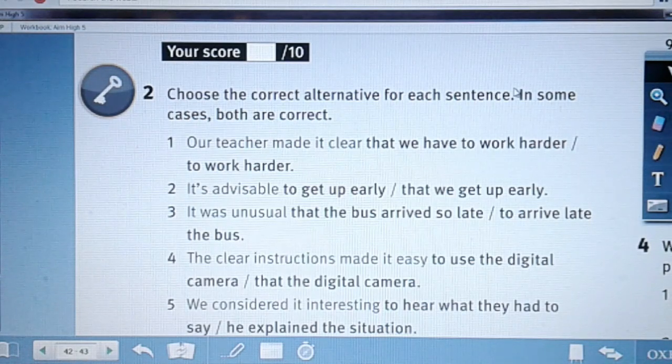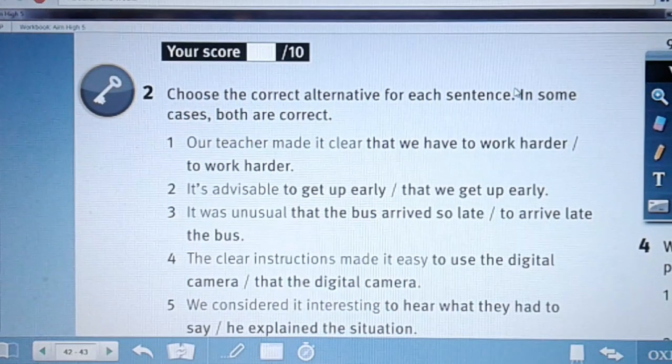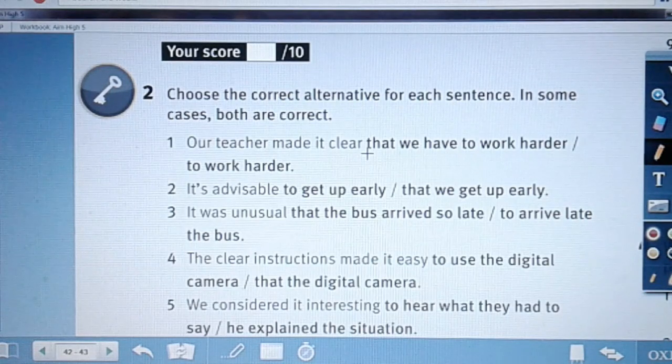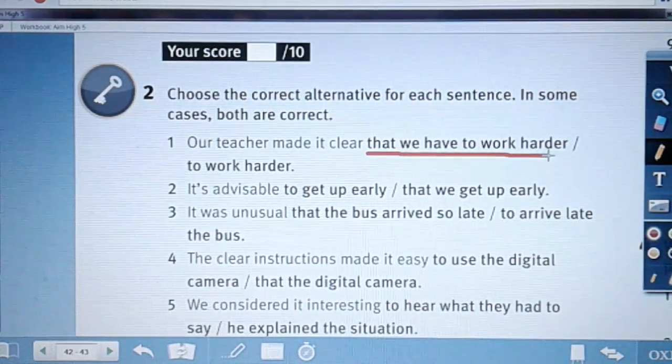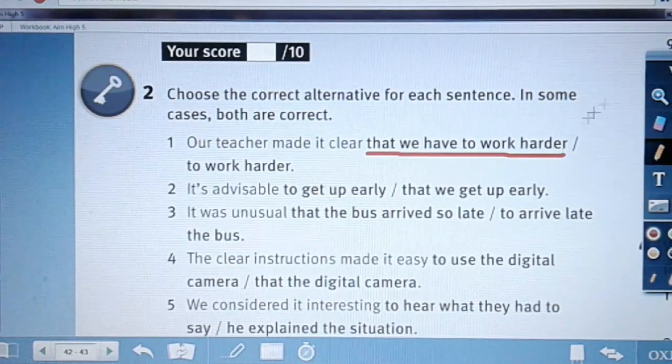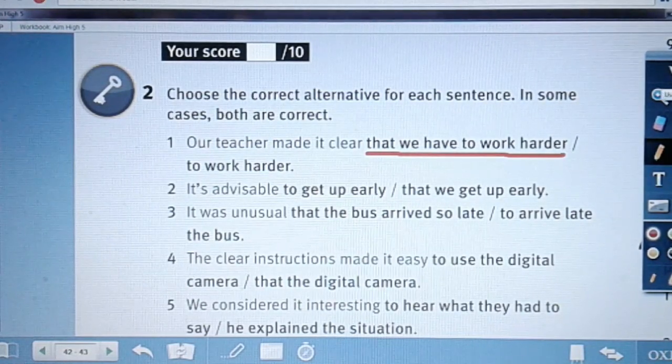Now see number 1. Our teacher made it clear that we have to work harder or to work harder. So the preparatory it here stands for an object. So what's the object? It is that we have to work harder. So that's the answer.